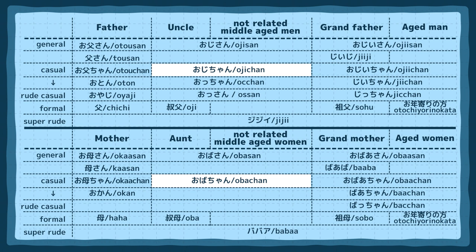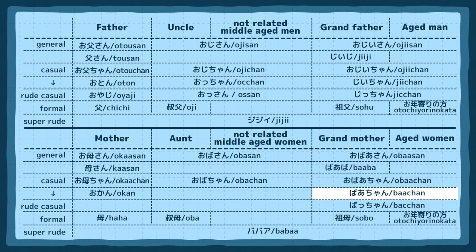おっちゃん, じいちゃん, ばあちゃん. Since it's dropping お, it's more casual than the previous one. But for this part, we don't have any words for aunt or not related middle-aged woman. And next, おとん and おかん.